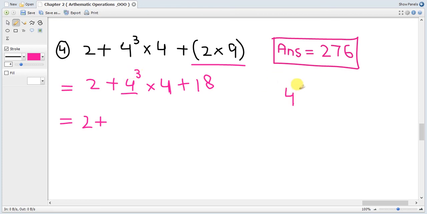So 4 cube means 4 is going to be multiplied with itself 3 number of times, right? Its power is 1, 1 and 1. When you add these powers, you'll get 3. 1 plus 1 plus 1, 3, right? So 4 cube is equal to 4 times 4 is 16, and 16 times 4 is 64, times 4 plus 18.